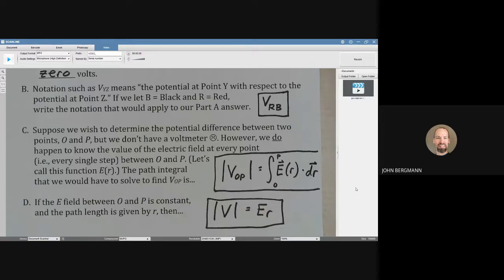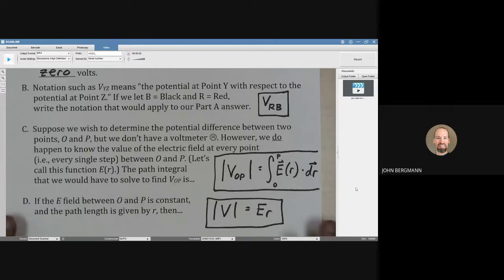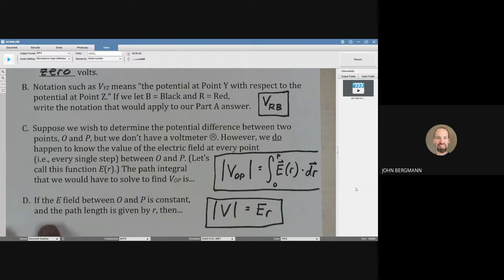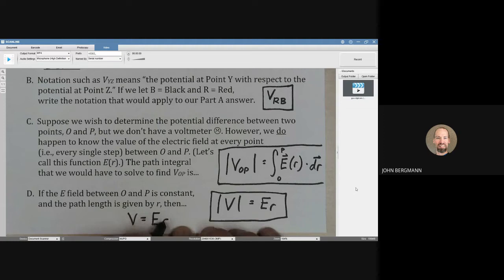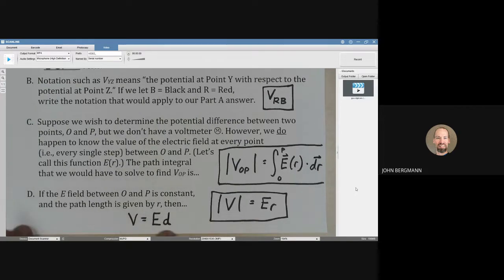If we know the electric field at every point, we can integrate it along the path length to figure out what the potential difference is between points O and P. And of course, if the electric field is constant, then we pull the electric field out of the integral, and then you integrate dr, which is just r. And this is similar to an equation that we have run into with regard to capacitors. The potential difference between the plates of a capacitor that are separated by a distance d is E times d. That's the identical equation right there.